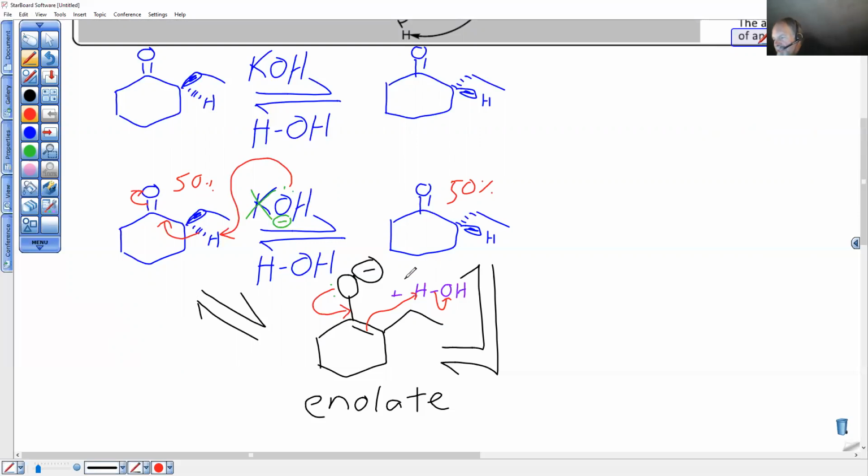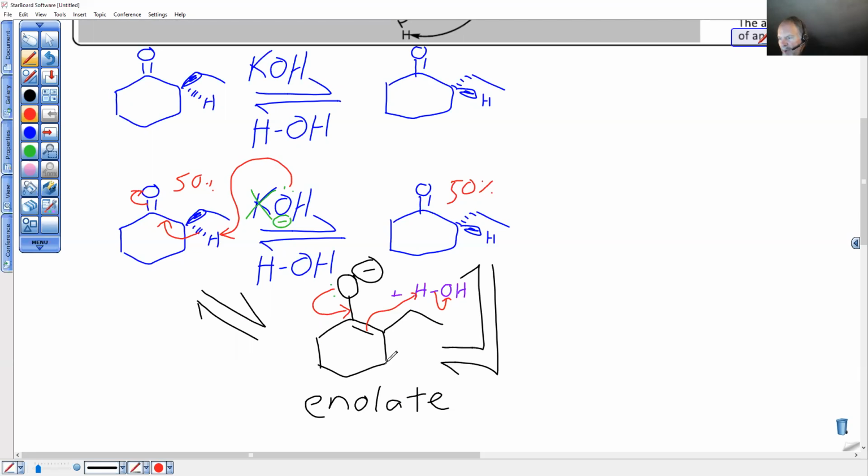It's 50% because this enolate, if you look at the geometry of the atoms, and how many atoms are there here? Carbon, carbon double bond with 4 things attached. All 6 of those atoms are in the same plane. And when they're in the same plane, it's flat.